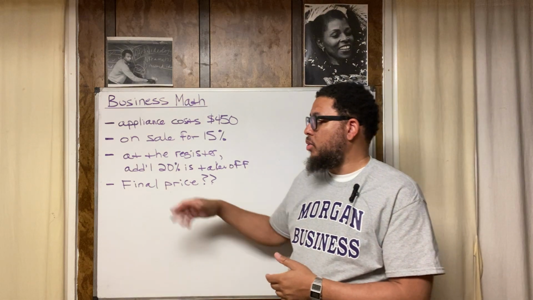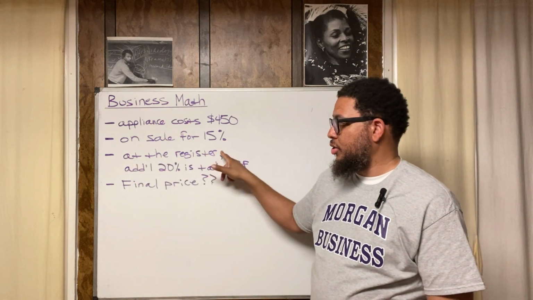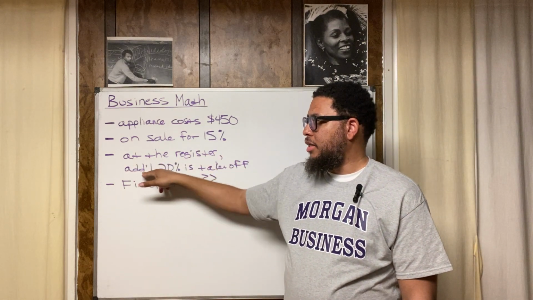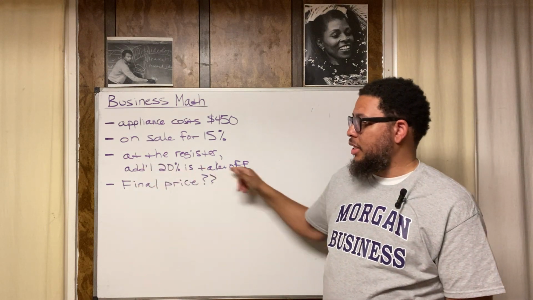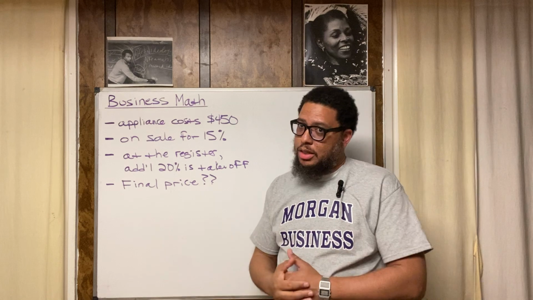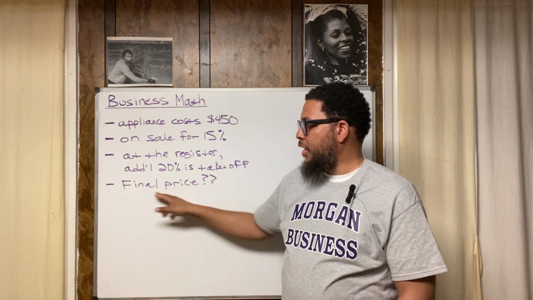Then you see somewhere else around there that at the register, an additional, ADD apostrophe L, that stands for additional, an additional 20% is taken off. All right. What is the final price?